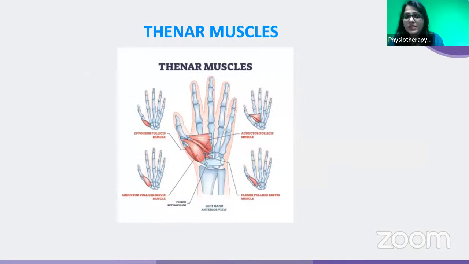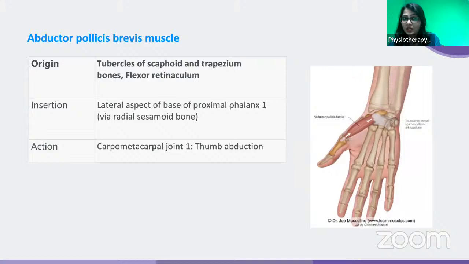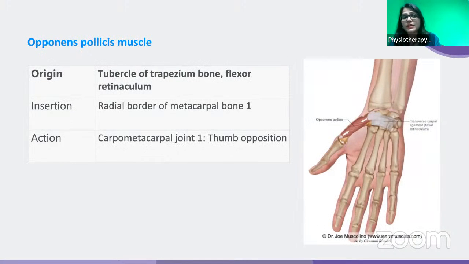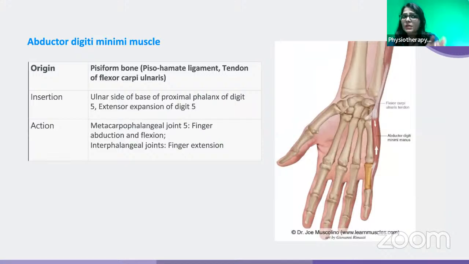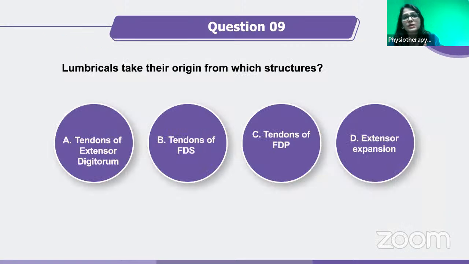So these are the thenar muscles. I will not go deep into the thenar muscles because it will take a longer time to explain all this. Flexor pollicis brevis, abductor pollicis brevis, opponens pollicis brevis. These muscles have the action as the name itself is telling you. Hypothenar muscles: flexor digiti minimi, abductor digiti minimi, opponens digiti minimi.